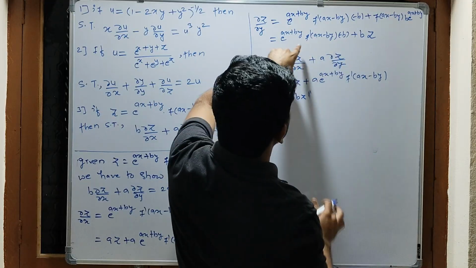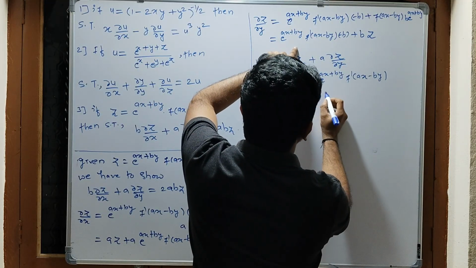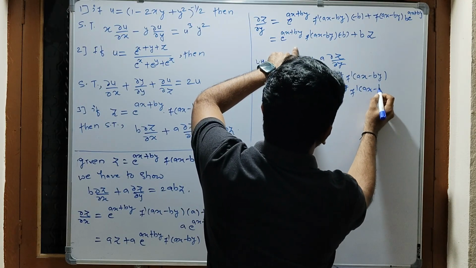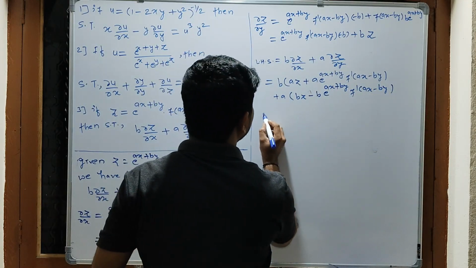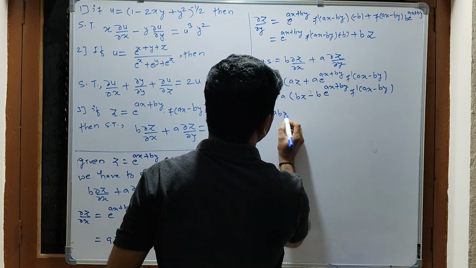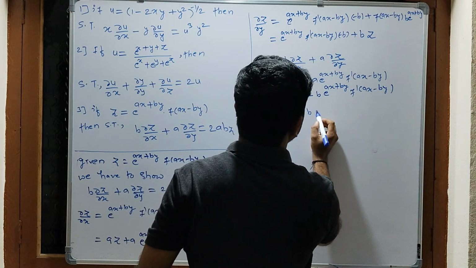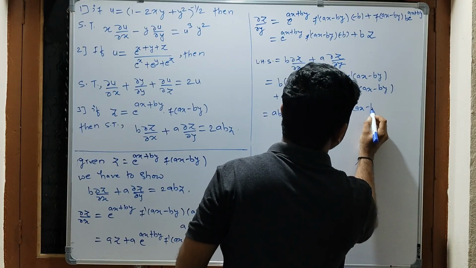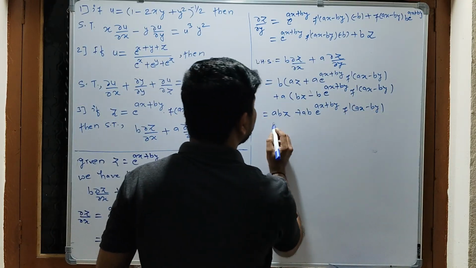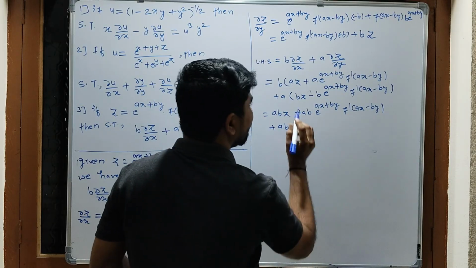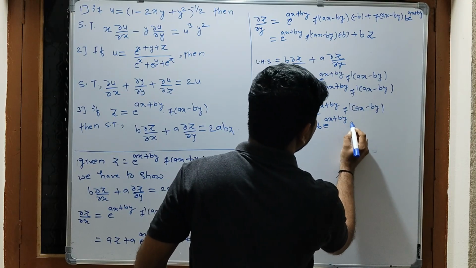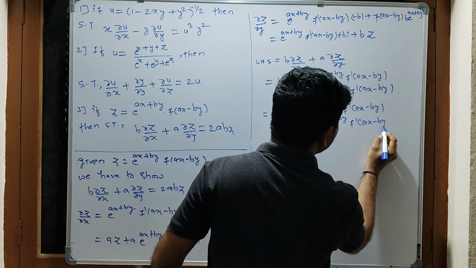So here this is plus, this is minus, here I will write this is minus b times e to the power ax plus by into f dash of ax minus by. So here just solve, this is abz plus ab times e to the power ax plus by times f dash of ax minus by, plus this is abz minus ab times e to the power ax plus by into f dash of ax minus by.